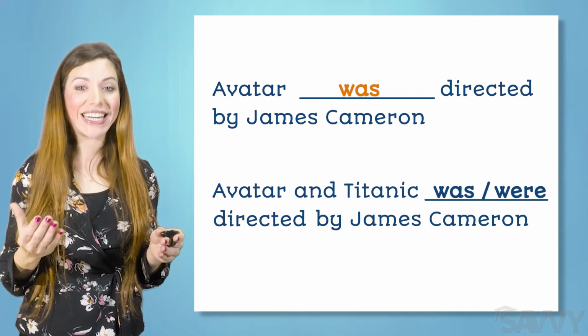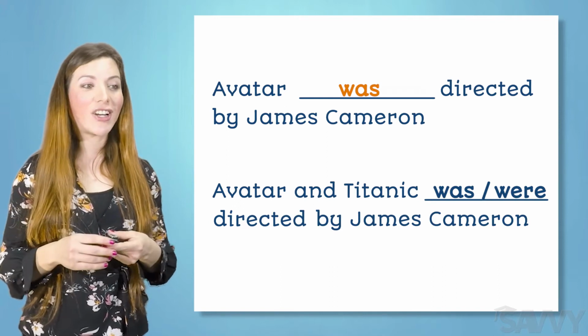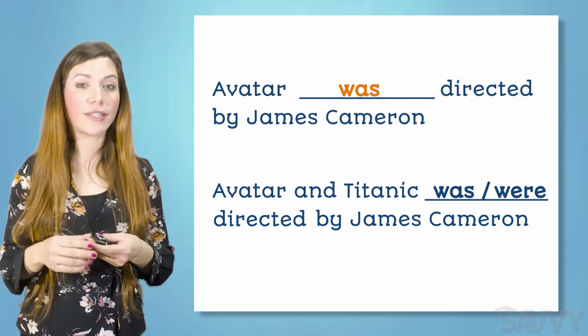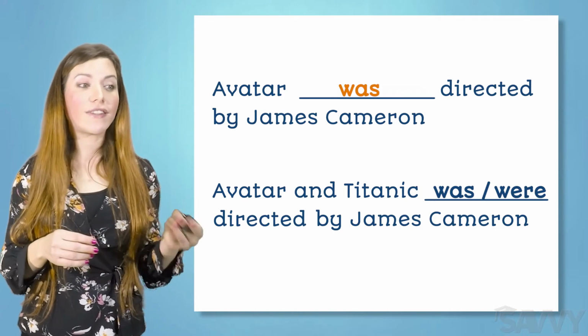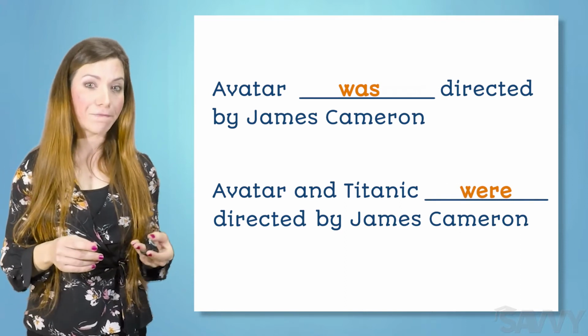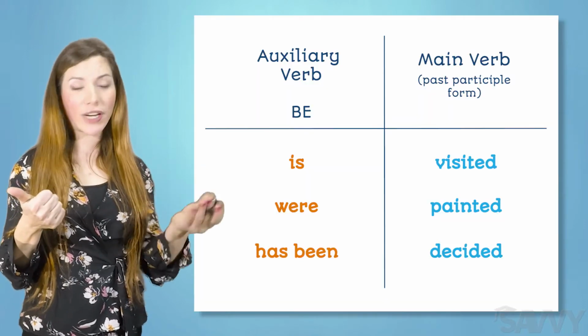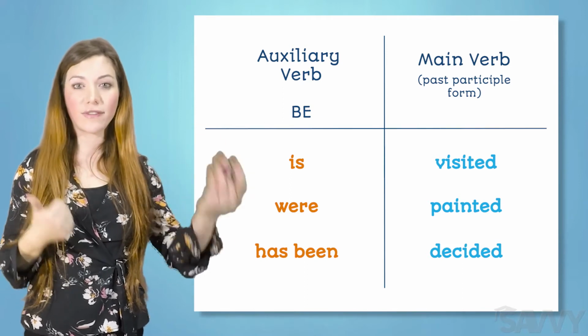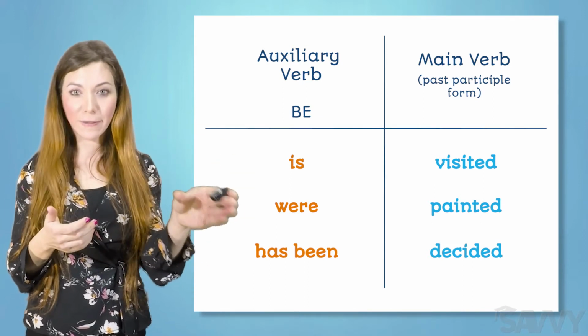Avatar and Titanic was or were directed by James Cameron. We have two this time, two films. So Avatar and Titanic were directed by James Cameron. So for all tenses, the form of the passive can really be summarized as be in the correct number and tense, so if it's present, if it's past, if it's perfect, and the past participle.